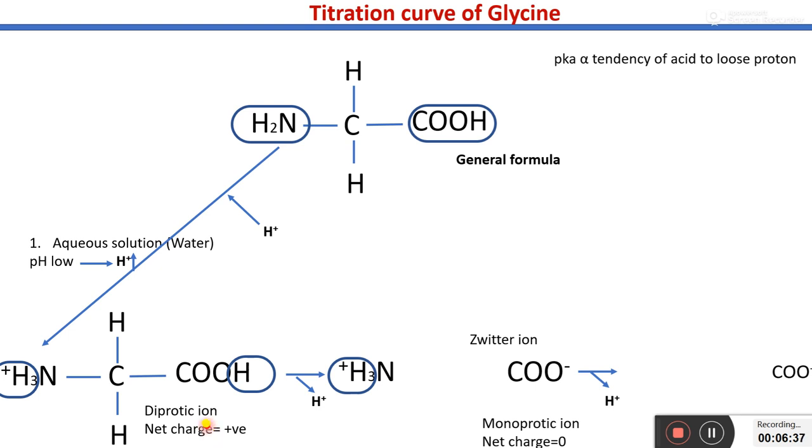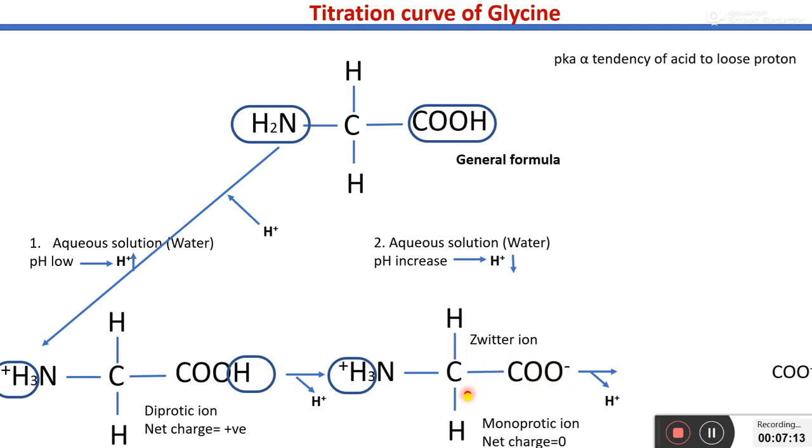Since H plus concentration was more, more H plus will make a bond with this amine group and will form an NH3 plus group. Now if we further increase the pH of the solution, then H plus concentration will decrease like this, and in that case the COOH group will lose one proton and change into a COO minus group in this amino acid.